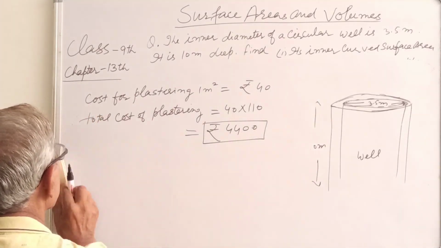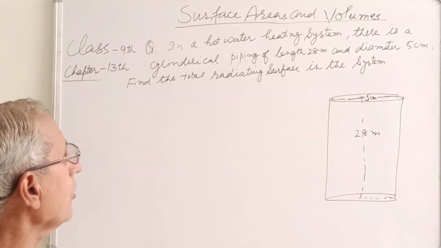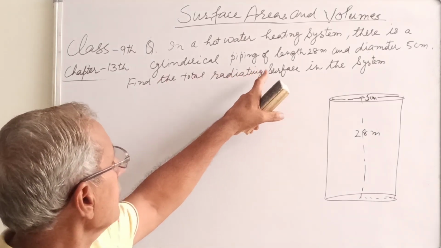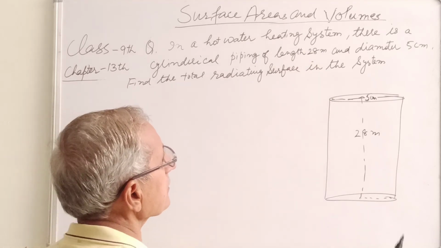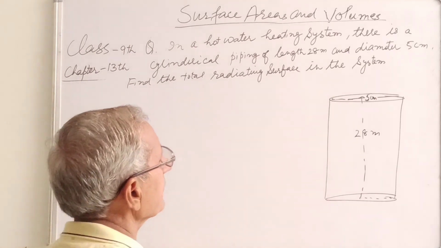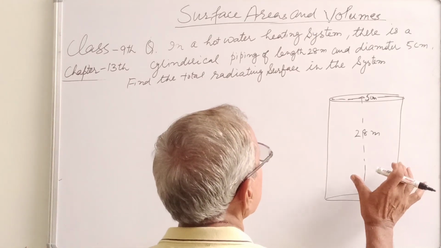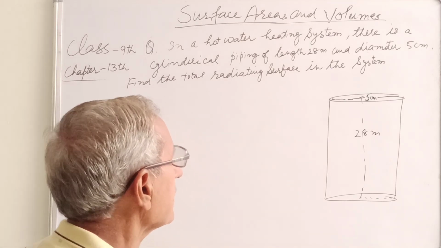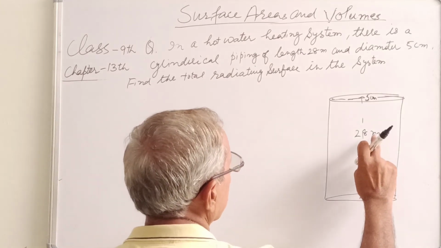So next question is, in a hot water heating system, there is a cylindrical piping of length 28 meter and diameter is 5 centimeter. Find the total radiating surface in the system. So you have to find the outer curved surface area of this cylindrical water heating system of length 28 meter.